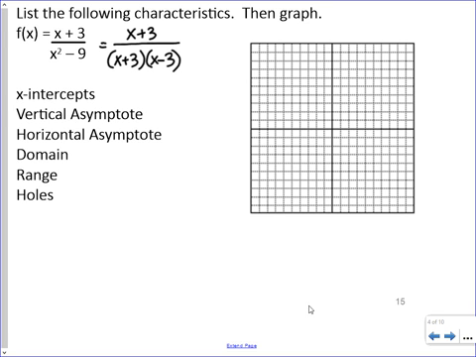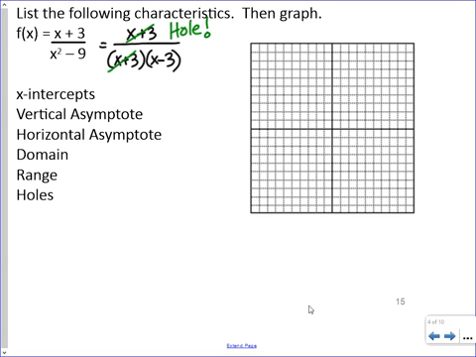So what happens, and you can use your notes to answer this question, what happens when you can cancel a factor in the numerator and denominator? When the numerator and denominator share a common factor, we have a hole. Okay, so this is going to be our point of discontinuity. Anytime you're able to cancel, that means you're going to have a hole. Now, the hole is not like an asymptote. It's not a whole line. It's just a single point.